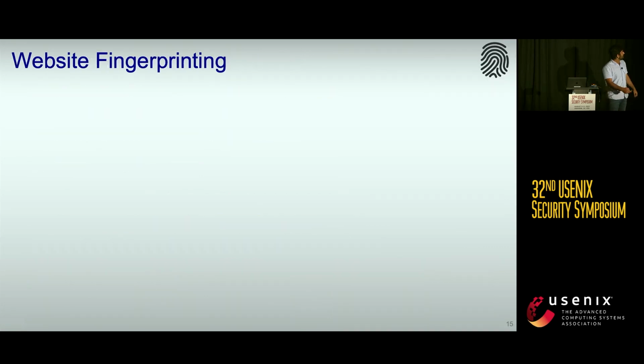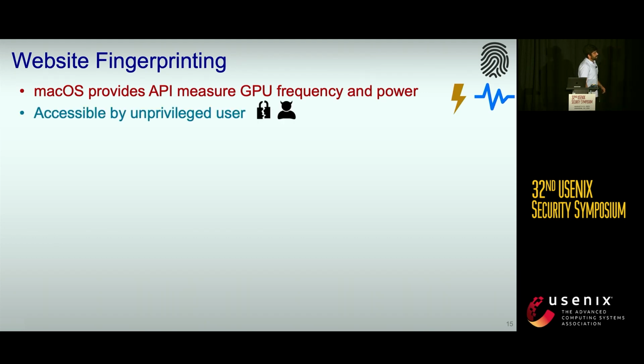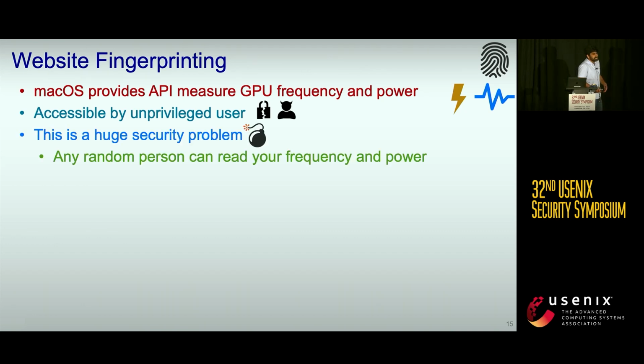Now, our last attack is a website fingerprinting attack. How do we go about that? So macOS provides APIs to measure GPU frequency and power. These APIs are accessible by unprivileged users. This is a huge security problem because any random person can now read your frequency and power when you're computing on GPU. Which also means we can read your GPU frequency and power while you're browsing the internet.